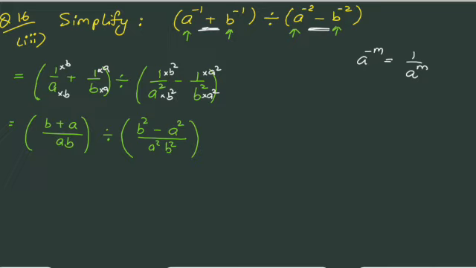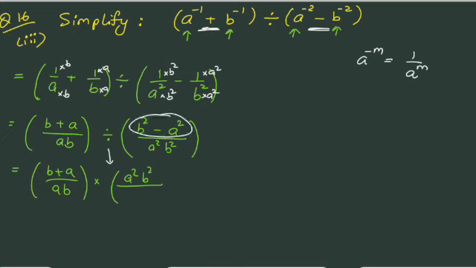Once the brackets are simplified, you can apply this division step. Division of two fractions means multiplication by the reciprocal of the second one. So b plus a upon ab multiplied by a square b square upon, you can apply one of the identities over here, b square minus a square, b minus a, b plus a.